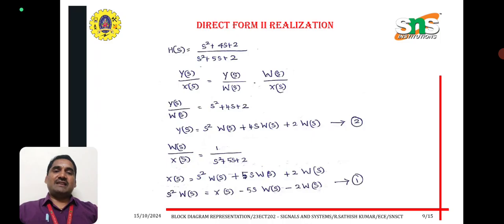Therefore, X(s) is equal to s² W(s) plus 5s W(s) plus 2 W(s). Therefore, s² W(s) is equal to X(s) minus 5s W(s) minus 2 W(s).